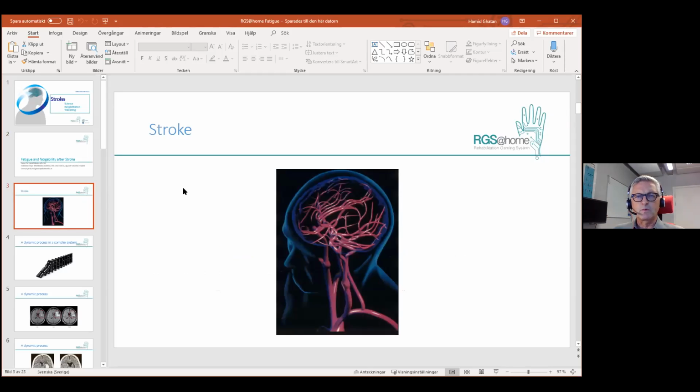Starting with stroke, we all know that stroke is a condition that affects the circulation to the brain. You can have plugs that impair circulation to different parts of the brain, or you can have lesions in the blood vessels that create bleedings, hemorrhages in the brain. So usually the view of the brain from an acute perspective is like a tree with these vessels and how the circulation of the brain is affected.